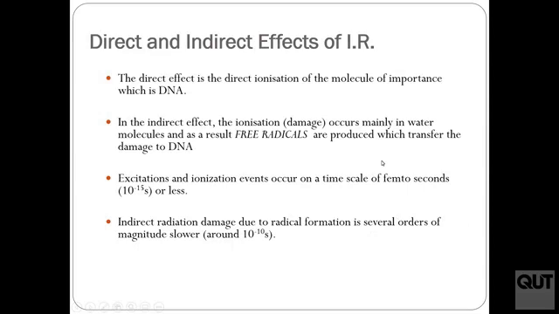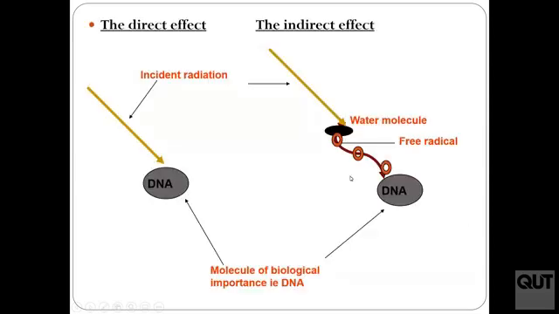This occurs very quickly, 10 to the minus 15 seconds, and free radical formation occurs within 10 to the minus 10 seconds. Here's a picture of the different types. The direct effect is incident radiation directly affecting the DNA, whereas in the indirect effect, incident radiation affects a water molecule, which then forms a free radical, which then damages the DNA. Either way, the DNA is damaged.